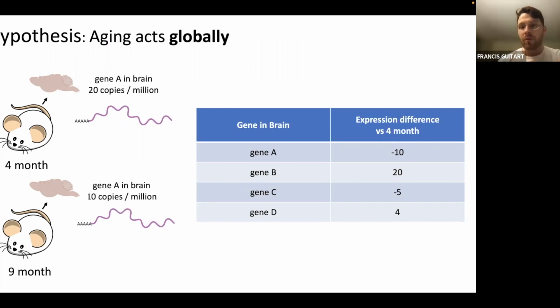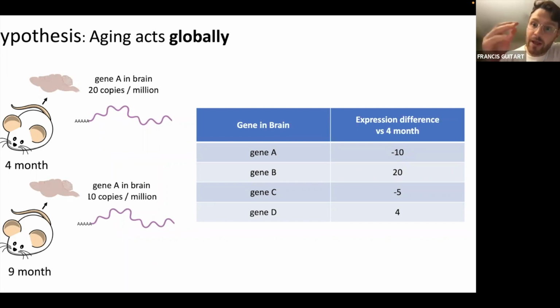And this is a normal experiment. This has been done many times before, and the findings have been relatively minimal. But their hypothesis is actually different. They actually believe that aging might act in a global fashion, which is much harder to identify from a common differential expression analysis. So what they did for this experiment was actually quite different.